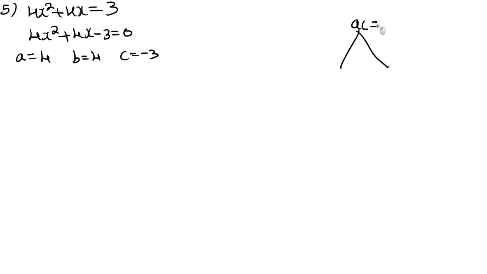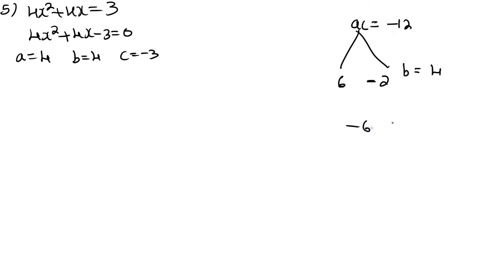AC value, what you have to get? 4 into minus 3, minus 12. But adding, b is equal to what you have to get? 4. Find the number. Adding you need to get 4, but multiplying minus 12. Okay, you can take 6 and 2. 6 into 2 is plus 12, but here minus 12 is there. So take 6 and minus 2. 6 into minus 2 equal to minus 12. 6 minus 2 is equal to plus 4.